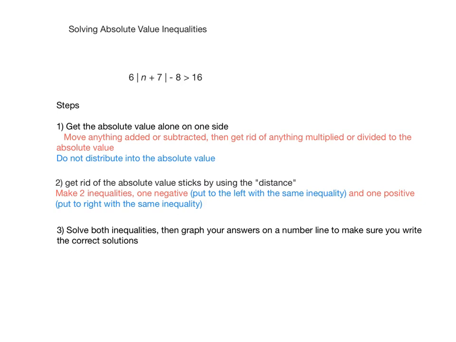Then after you get rid of the absolute values, you have to think of the number of spaces you are. We'll go through that again when we look at the example. And then at the very end, after you make your two equations, you're going to make a number line and graph your answers so that we can get everything exactly the way it needs to be for Alex.